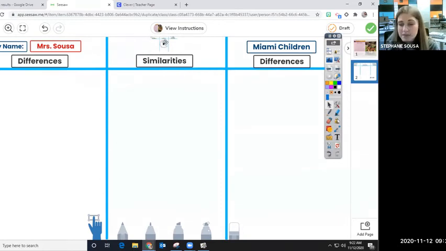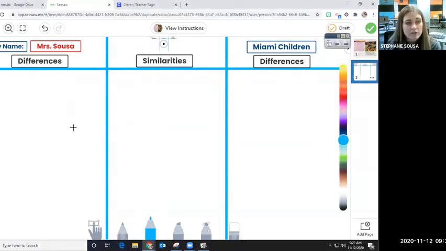If you forget what I'm saying, you have these directions right here. What makes you different from the Miami children? And what makes the Miami children different from you? And what are some of the things that are the same between both of you? Okay. I'm going to ask you to get your drawing tool. Oops, I grabbed the wrong drawing tool.